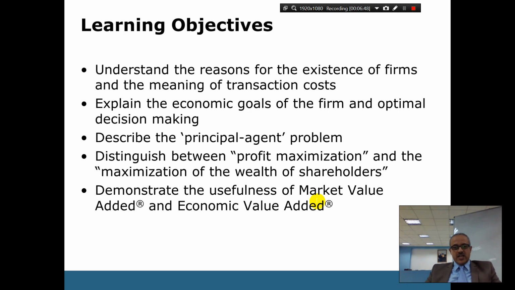So learning objectives, we will understand the reasons for the existence of firms, the meaning of transaction cost. Do you guys remember transaction cost? Transaction cost, it means everything that will cost you for this business in order to make this transaction happen. Explaining the economic goals of a firm, optimal decision making. Do you guys remember the word optimal? We said it's the key word for an MBA.